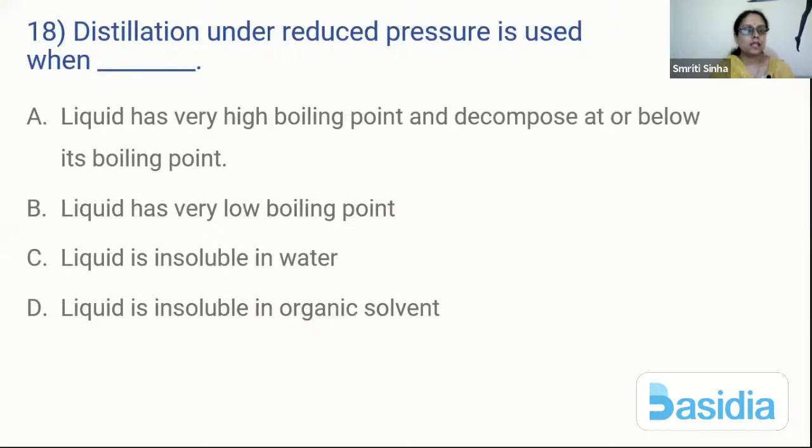Next, distillation under reduced pressure is used when? So when do you need distillation under reduced pressure? For this type of distillation where you need reduced pressure, why? Because if you do it at normal pressure, your liquid will decompose. So liquid which has a high boiling point and decomposes at its boiling point needs distillation below boiling point or under reduced pressure. So the answer is option A.